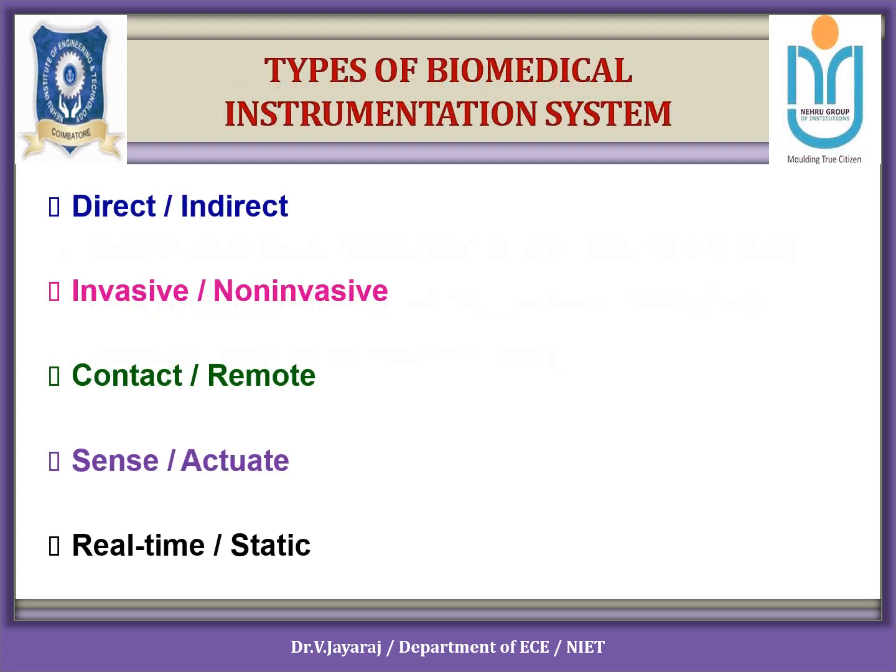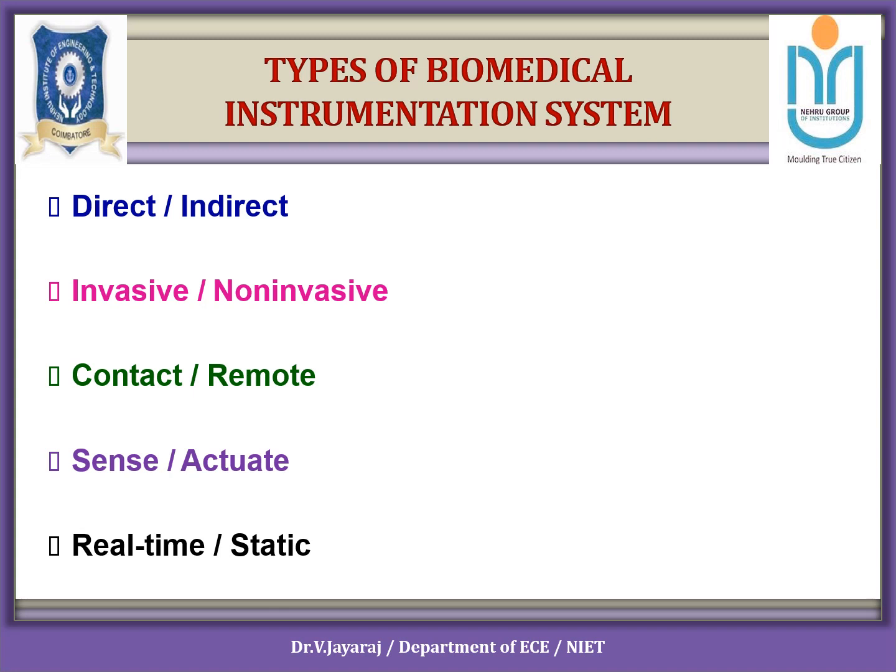So what are the different types of biomedical instrumentation systems? This classification is based on how we are using the biomedical instruments. The first classification is direct and indirect. So what is the direct form of biomedical instruments? The instruments which are directly applied over the organs to measure are direct instruments. Indirect means indirectly we will use the instruments to read the signals.